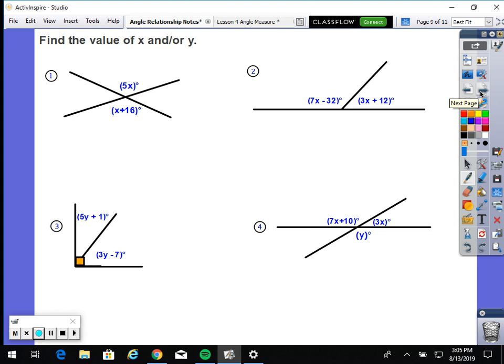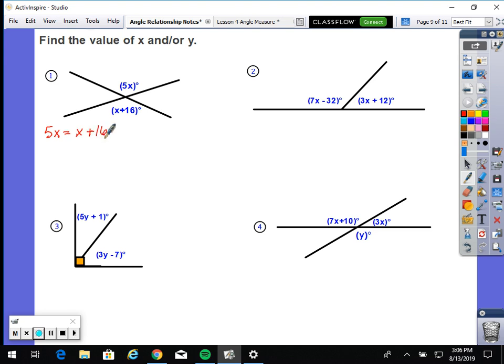So we've got some examples to work. 4 examples. For number 1, I have these two values, 5x and x plus 16. Those are vertical angles, so we are going to set them equal to each other because those two angles are congruent. So I'm going to say 5x is equal to x plus 16.